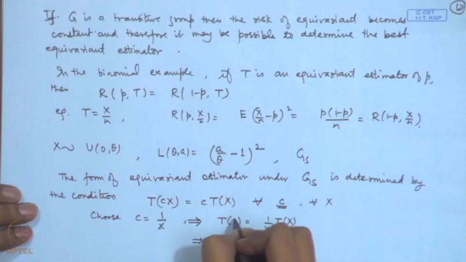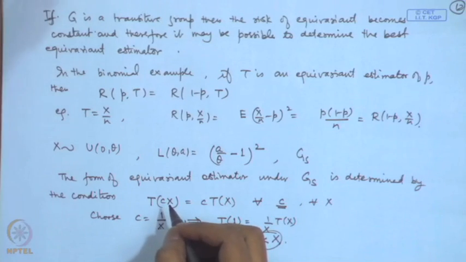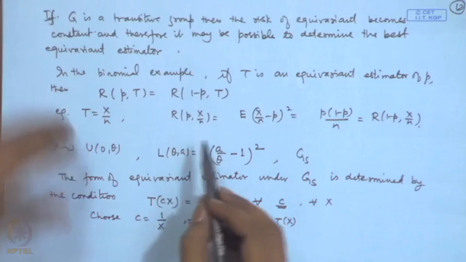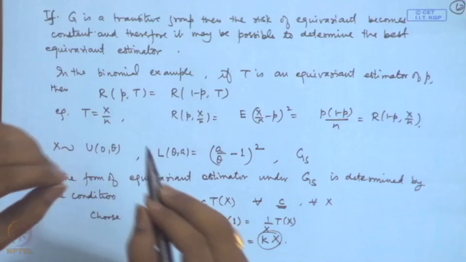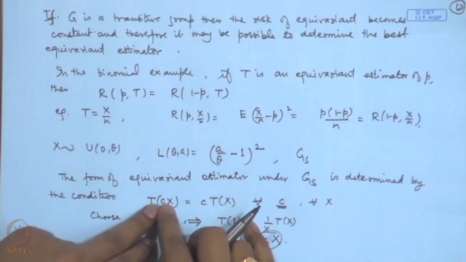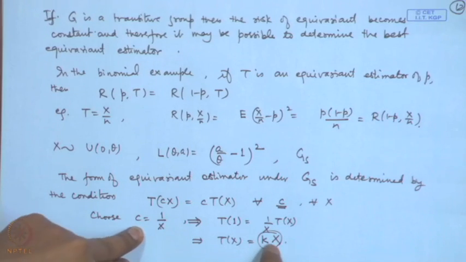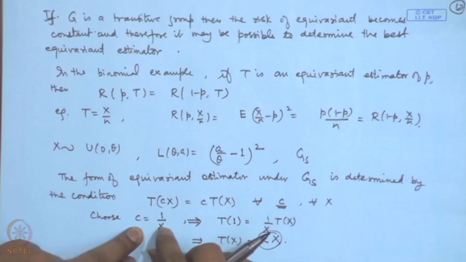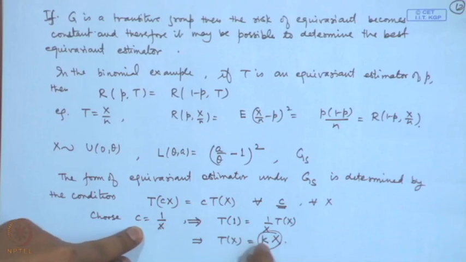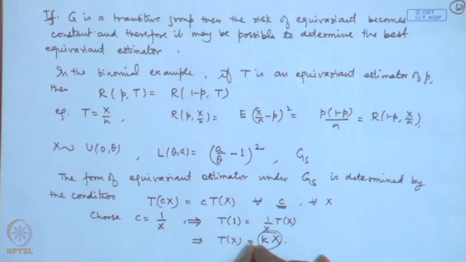Now, this raises another question. In the previous problem of binomial distribution, I considered n minus x there. In this one, since it is for all c, I have substituted c is equal to 1 by x, and the form of an equivariant estimator is turning out to be k x. What is this term k x actually? Why are we substituting c is equal to 1 by x? In fact, this is actually leading us to a maximal invariant. So, what is a maximal invariant function? Let me give the definition of that here.